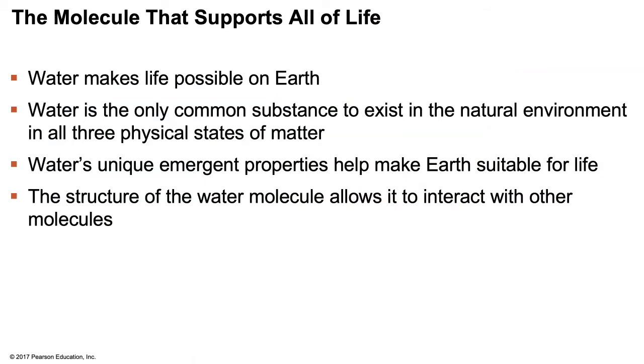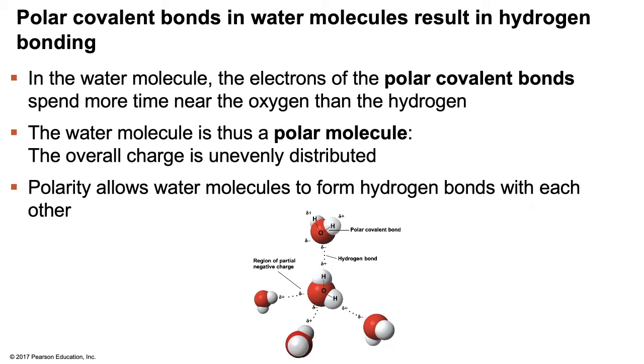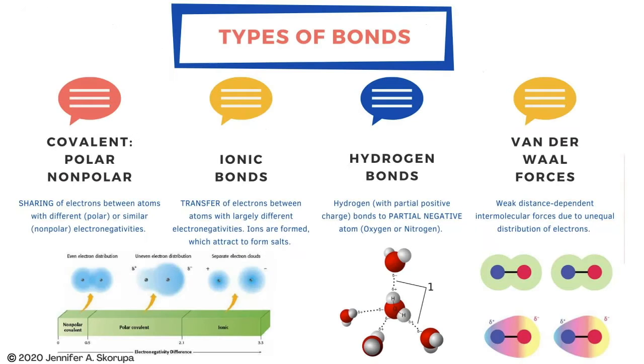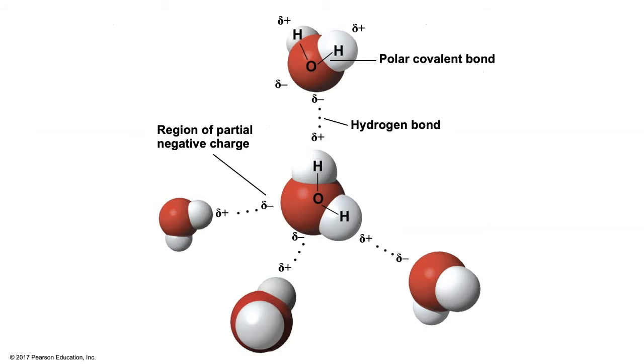Water's unique emergent properties arise from the structure of the water molecule, which determines how it interacts with other molecules. In the last lecture, we learned about the various types of bonds: polar covalent, non-polar covalent, hydrogen, and van der Waals forces. Check out my video if you need a refresher. When introducing the polar covalent bond, we discussed water as a great example. Within the water molecule, the electrons of the polar covalent bonds spend more time near the oxygen than the hydrogen.